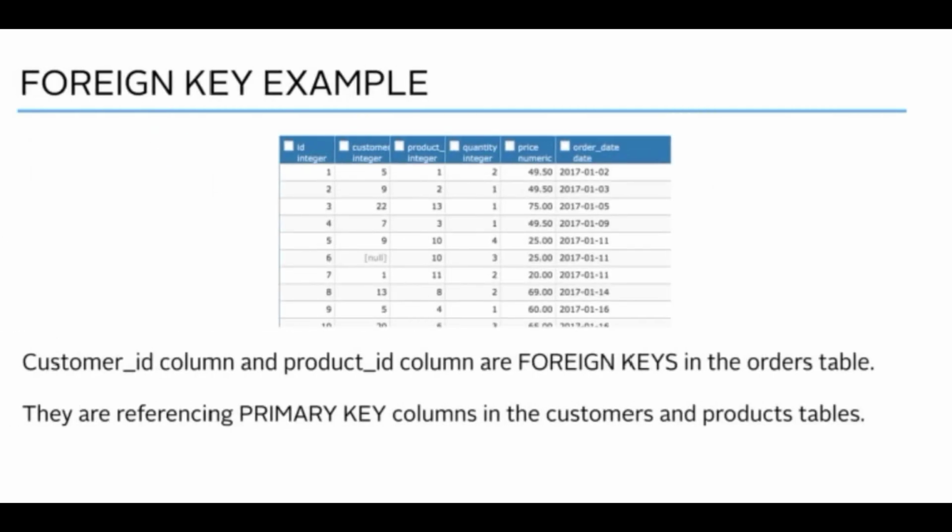So let's take a look at a foreign key example. Here we have an orders table, and we can see we have a customer ID column and a product ID column, and they are foreign keys in the orders table which reference other columns in other tables. So the customer ID column is referencing the ID column in the customer table, and the product ID column is referencing the ID column in the products table. So these are two foreign keys in one orders table. So this is what we mean when we talk about primary and foreign keys.